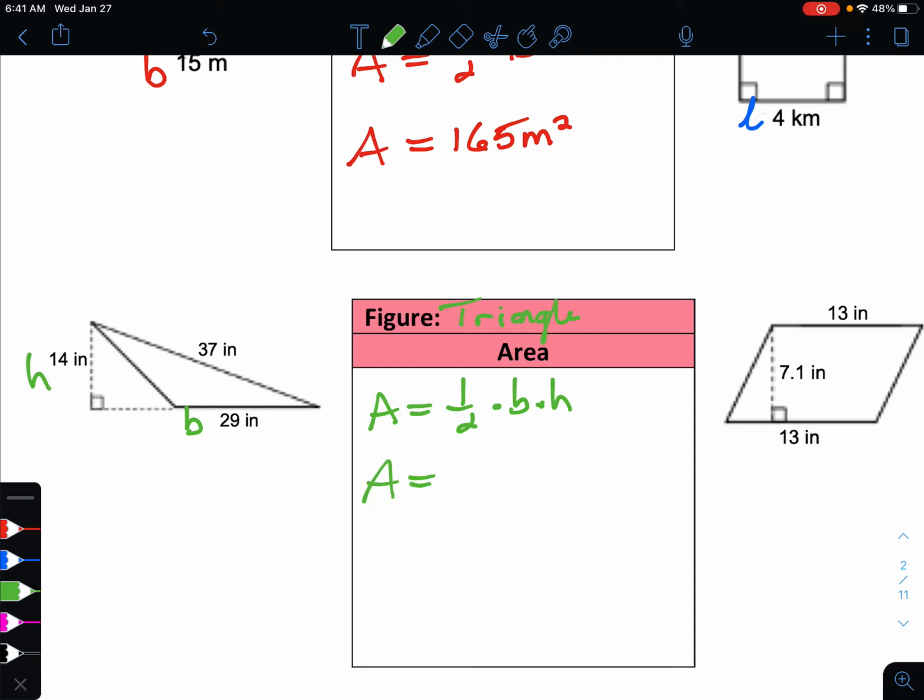So as we plug those into our formula, we'll have 1/2 multiplied by 29 multiplied by 14. And again, just recommend typing those into your calculator. You're going to get 203. In this case, our label is inches squared.